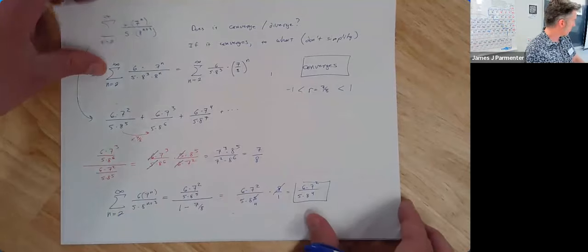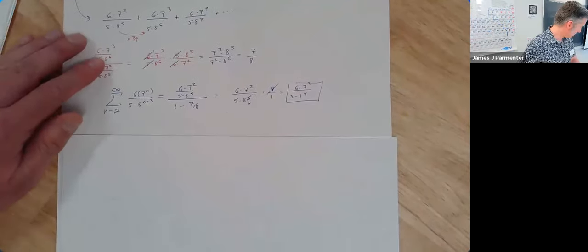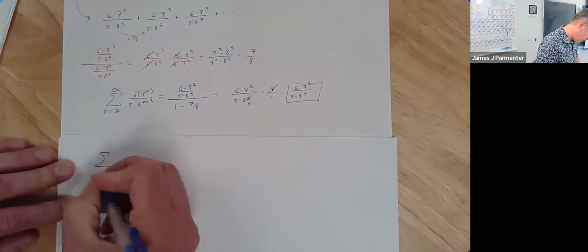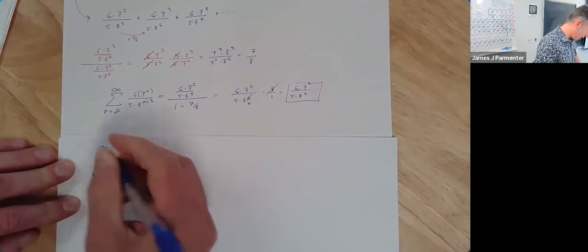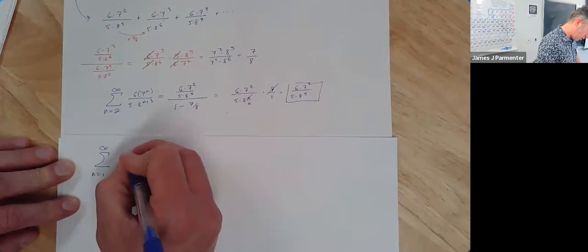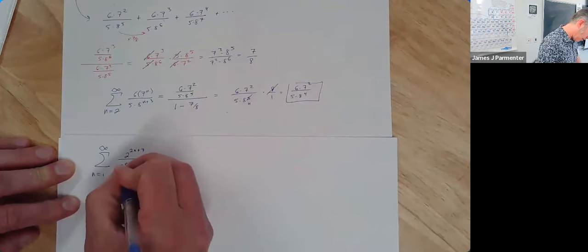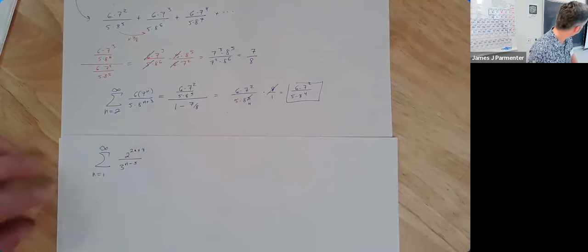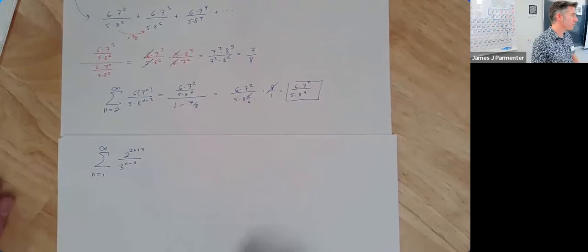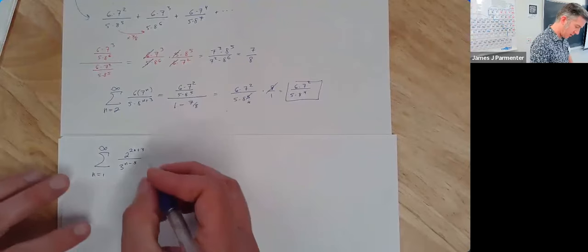What about this next one? Let's say I was asked about the sum from n equals 1 to infinity of 2 to the 2n plus 3 over 3 to the n minus 5. And let's go both ways. So I can start writing out terms.